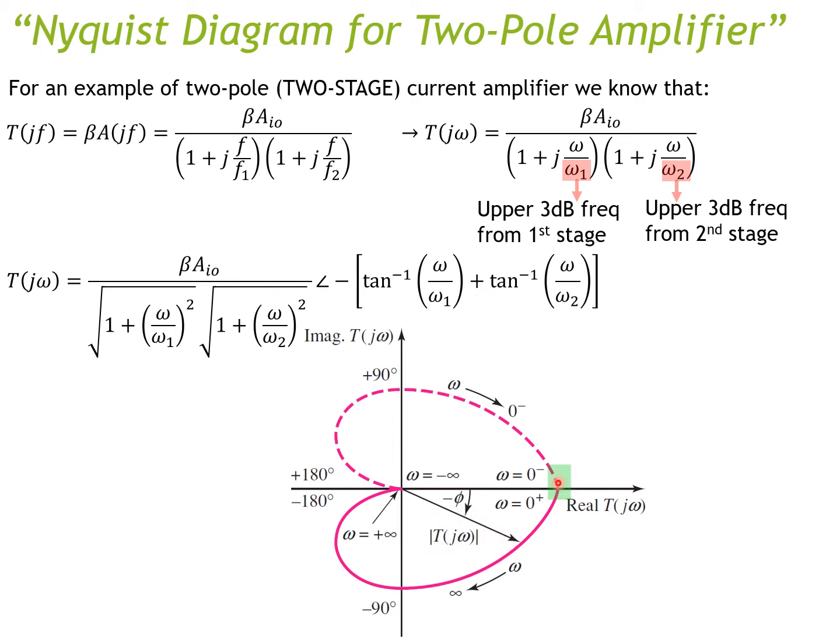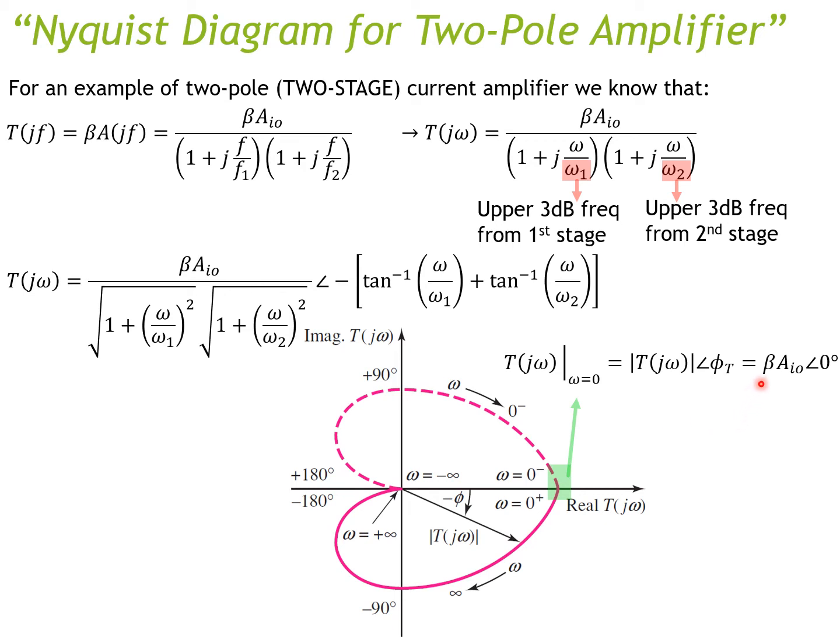So if I examine this point where omega equals 0, what will happen? When omega equals 0, I can plug omega equals 0 in here and here, this term cancels out, this term cancels out, and this one becomes square root of 1 equals 1, multiplied by square root of 1 equals 1, so this whole bottom becomes 1. So when omega equals 0, the magnitude of the loop gain will be equal to beta A_i0.